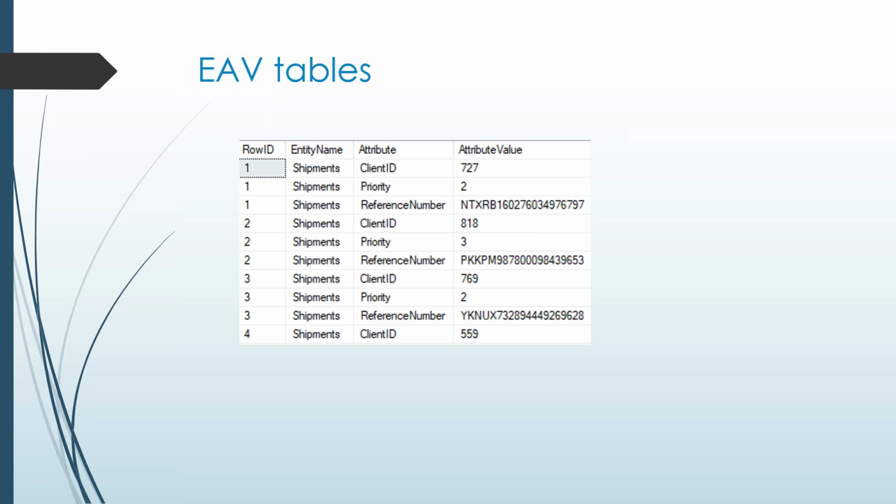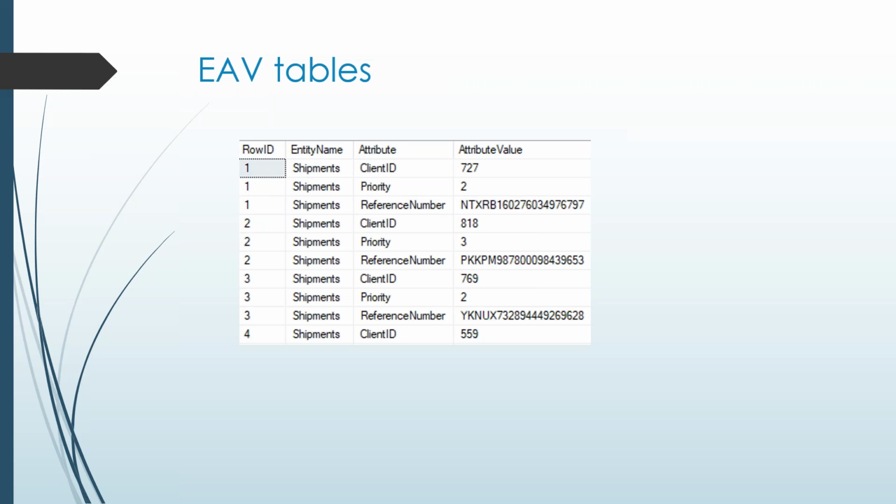If I want to write, sorry, let's say I had the traditional shipment table with 3 columns, client ID, priority, and reference number, and I wanted all of the rows for client ID of 727. That would be a trivial select statement. Select columns from shipments where client ID equals 727. Done.